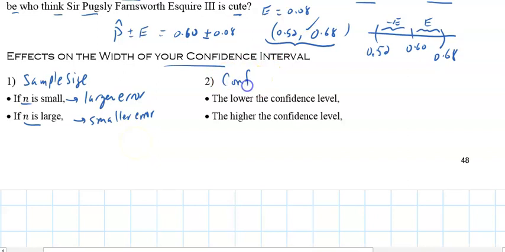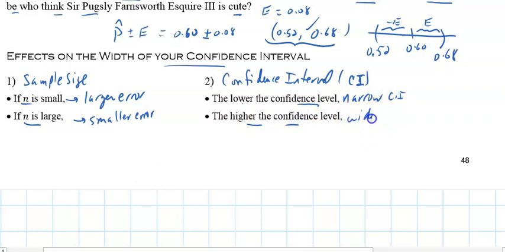And two, the confidence level. We abbreviate confidence interval with CI, and that's what we're going to use all throughout. The lower the confidence level, the more narrow the confidence interval is. The higher the confidence level, the wider the confidence interval is. If you want to be 80% or 70% confident, versus 90%, the higher the confidence you want, the bigger the interval should be.